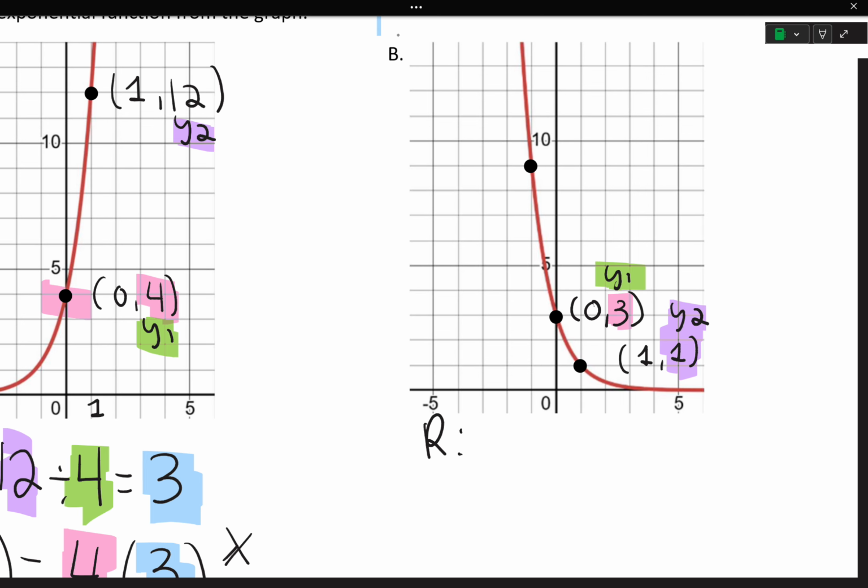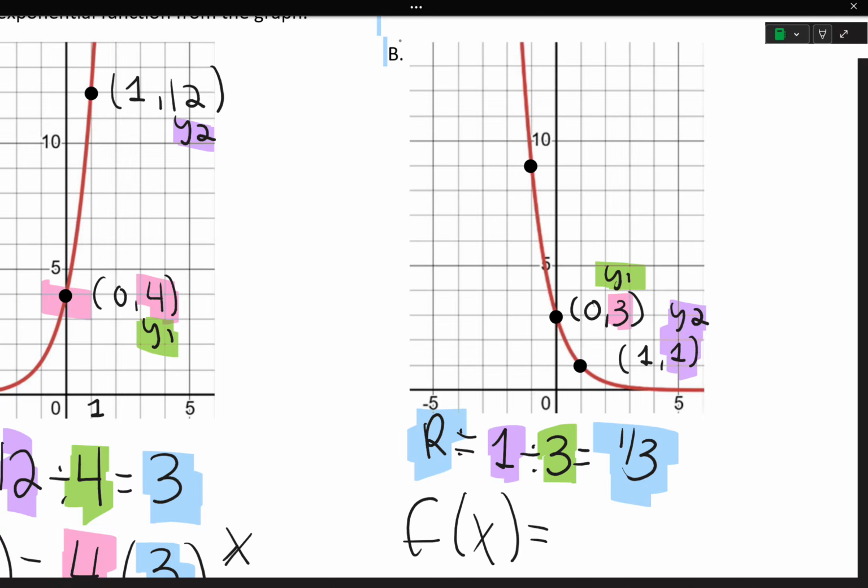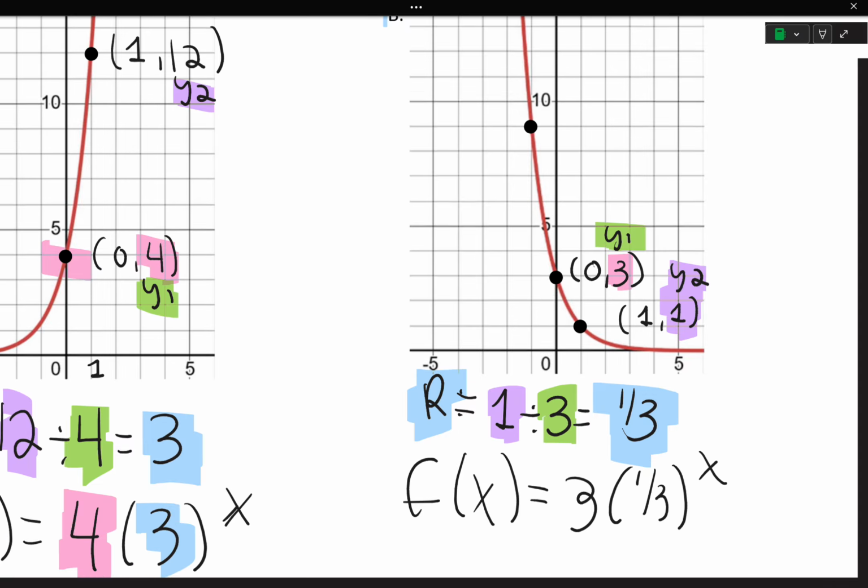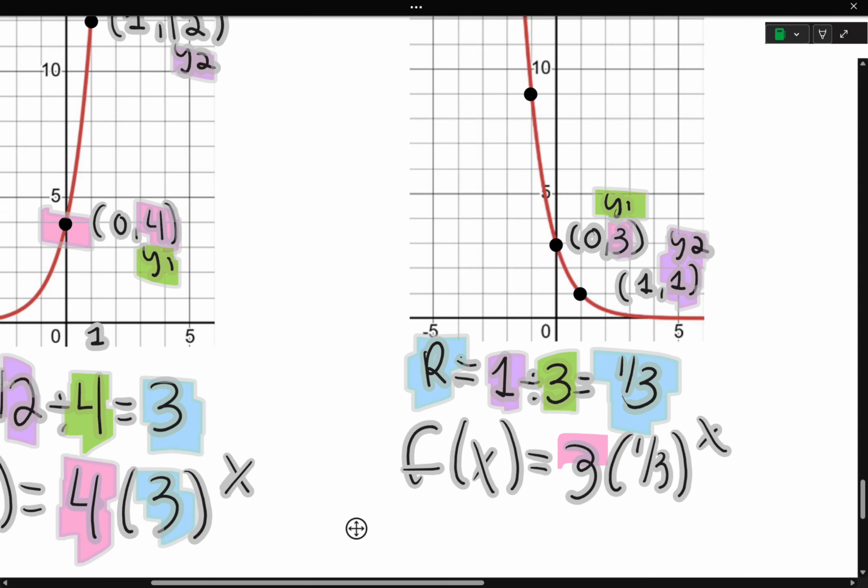To find our common ratio, our constant ratio, we're going to do y2 divided by y1. Our constant ratio is 1/3. That's all we need in order to write our function. F of x equals 3 times 1/3 to the power of x.